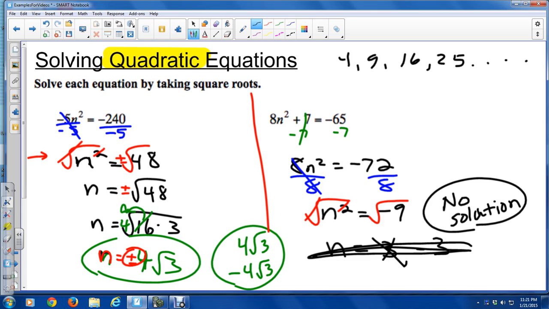There are a couple on there, I believe, when you try them, that are going to come out with a negative inside that square root. Okay, go ahead and try some, work through them. Good luck.